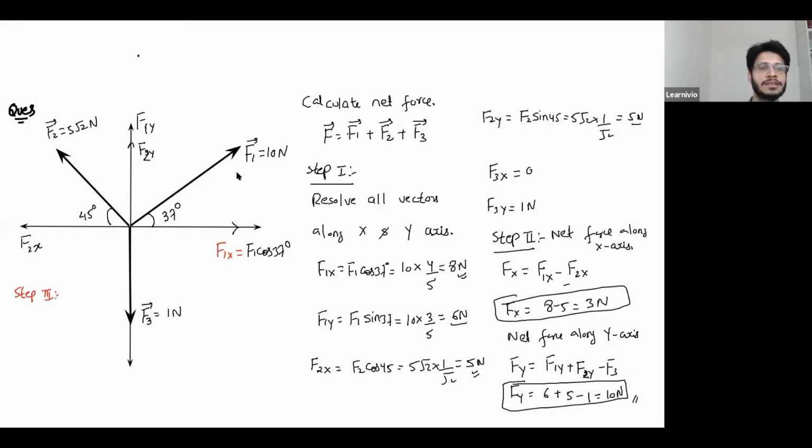So the next task is to calculate the net force from this Fx and Fy. Say Fx is acting along x-axis. Fy is acting along y-axis. This is Fx. This is Fy. And the angle between them is 90 degrees. So this is how you can calculate net force.